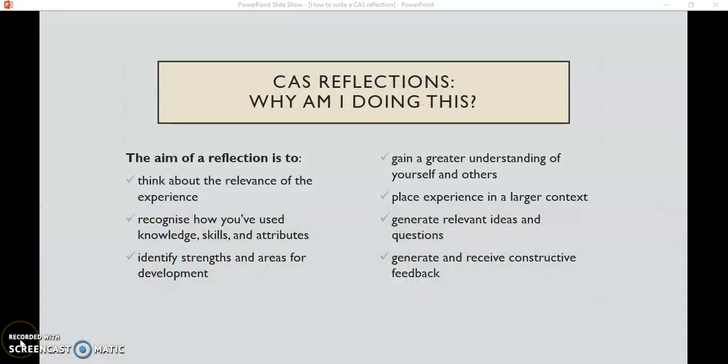So to kick off then, why are you doing this? Why do you have to write a reflection? Well, these are the main aims really. Firstly, to think about why your experience was relevant, to have a chance for you to think about the skills and knowledge that you've actually got by doing the experience, to think about some strengths maybe for development if you do something similar in the future, to get a better understanding about yourself, the larger context, and possibly to think about some constructive feedback, how it can help you moving forwards.